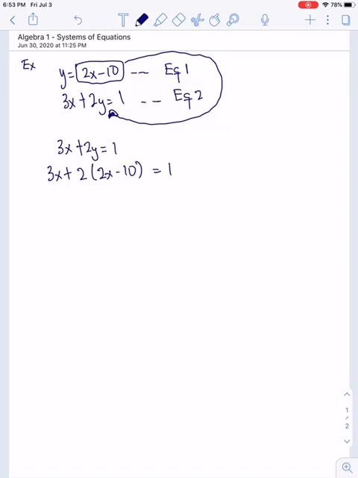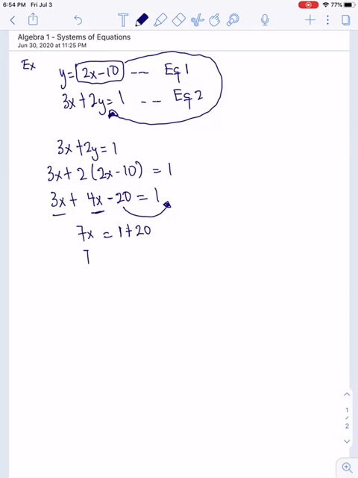And now let's go ahead and break it down. So it's going to be 3x plus 2 times 2x will be 4x. 2 times 10 will be a negative 20 equals 1. Now we have like terms, which is 3x and 4x. So 3x plus 4x is going to give us 7x equals 1. And now we have a negative 20. When it crosses to the opposite side of the equation, it is going to be the opposite sign, which is going to be a positive 20.